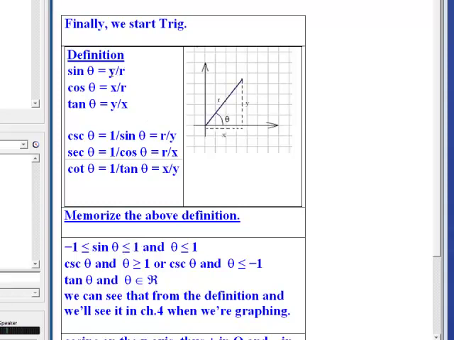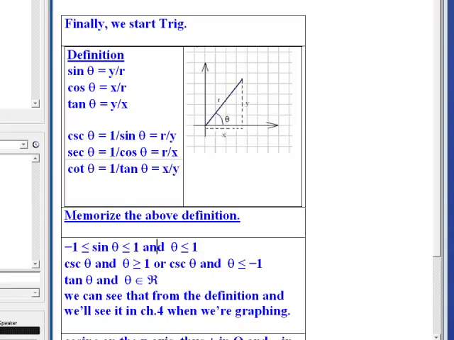Well, the definition is the y-coordinate divided by the r. The r is the hypotenuse of this triangle, which is always the longest part of the triangle, so it has to be larger than y. So we always come up with a number that is smaller than 1. And at best, if we really push the y here towards the y-axis and make the angle 90 degrees, then the y and the r would be equal, and we come up with 1 for the sine.